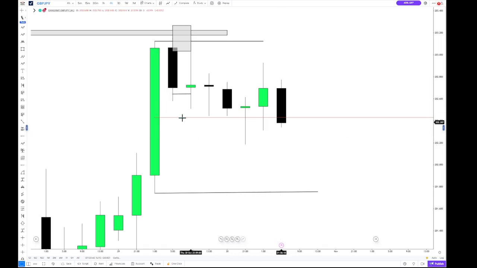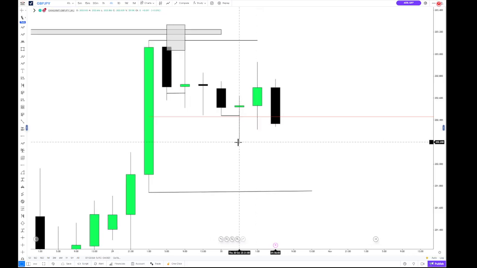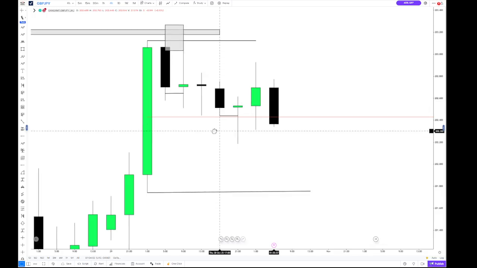At around this area, the 50%, what do we have? When the market approached the 50%, we had the sweep of this low by this candle. This candle took out this low and closed inside the range of this candle, right?